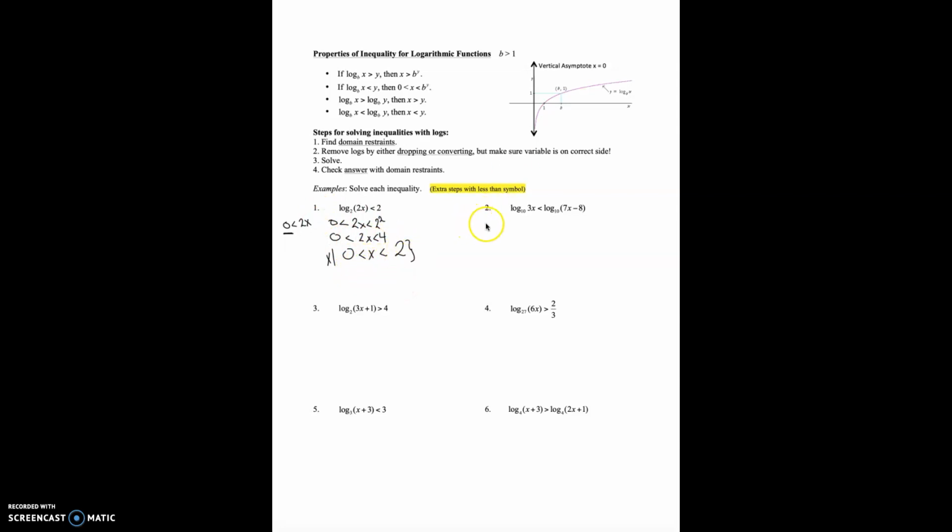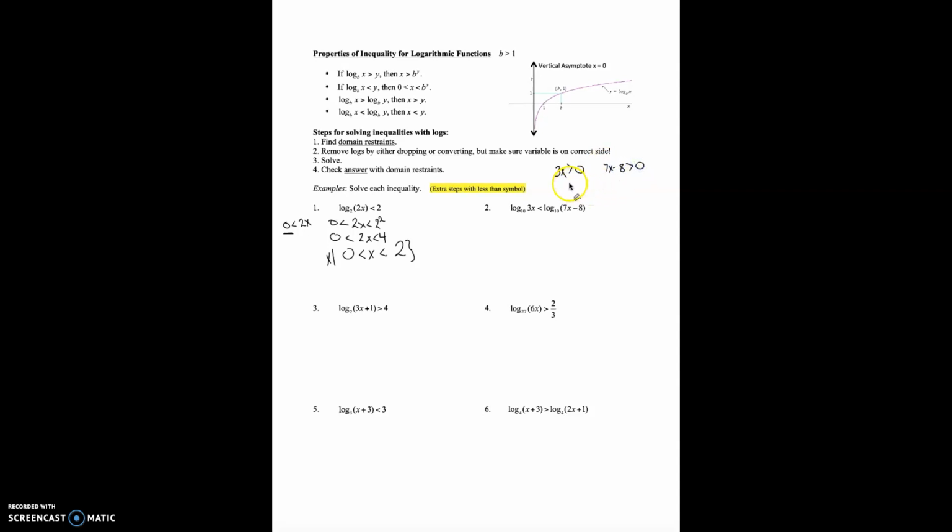For problem 2, we have log functions on both sides of our inequality. Again, there's a less than symbol, and we want to make sure that we do that extra step of looking at the domain restrictions really well here. So I'm going to go ahead and look at my domain restrictions first. I'm going to write this a little differently so the variable's on the left. I know that the value of 3x has to be greater than 0. And I know that 7x minus 8 also has to be greater than 0.